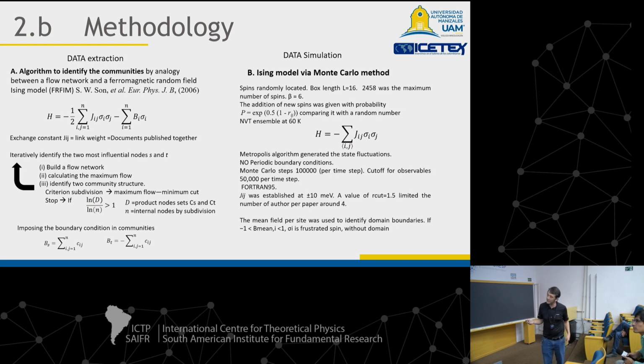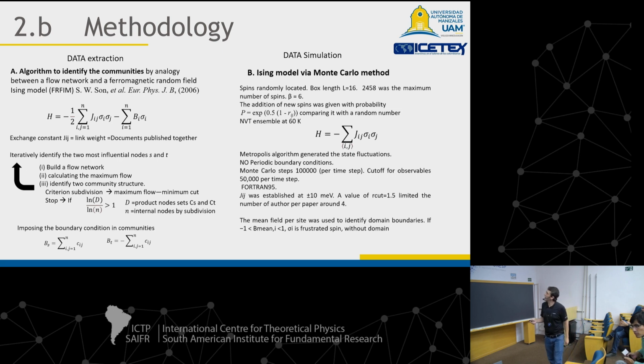And this method is iterative until this criterion. This criterion is the product of capacities between these nodes. At the end of this, you can see the communities. And the other criterion is the mean magnetic field. This is to generate frustration between communities, to create the borders between communities.